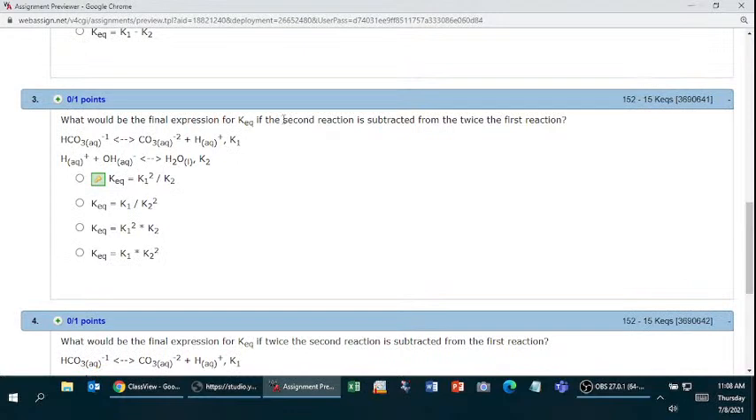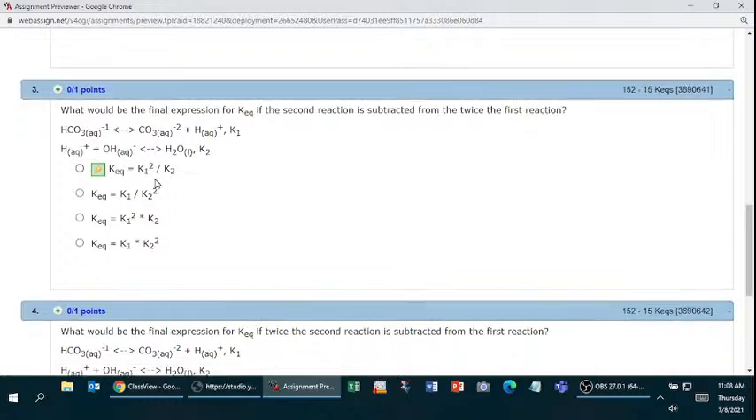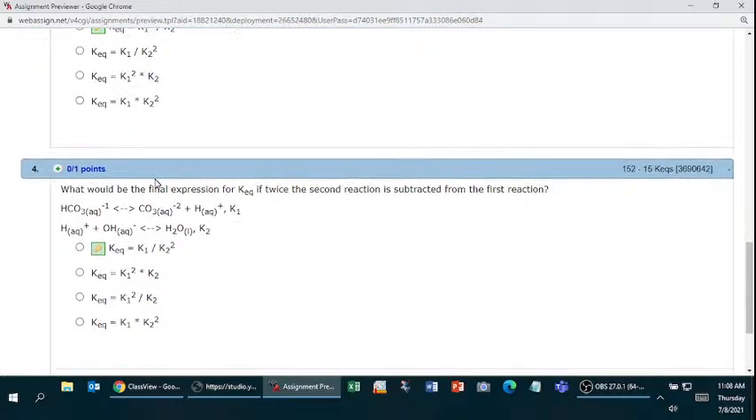Third question, what would be the final expression Kq if the second reaction is subtracted from twice the first reaction? So you've got K1, we're going to double it, so it's going to be K1 squared, subtracted by the second reaction. It's going to be K2 to the negative 1 power, so that's K1 squared over K2. For 4, Kq, twice the second reaction subtracted from the first reaction. First reaction is raised to the first power. We're subtracting the second reaction, that's K2 to the negative 2 power.